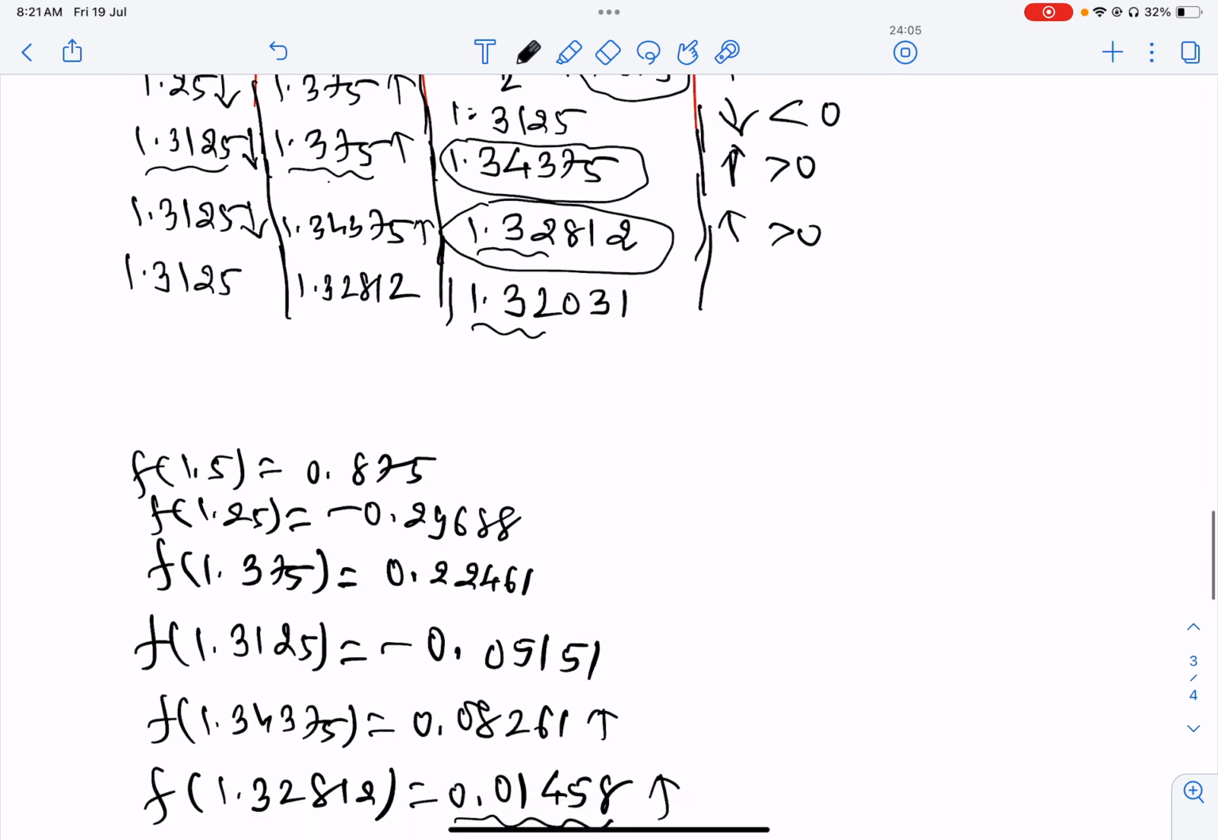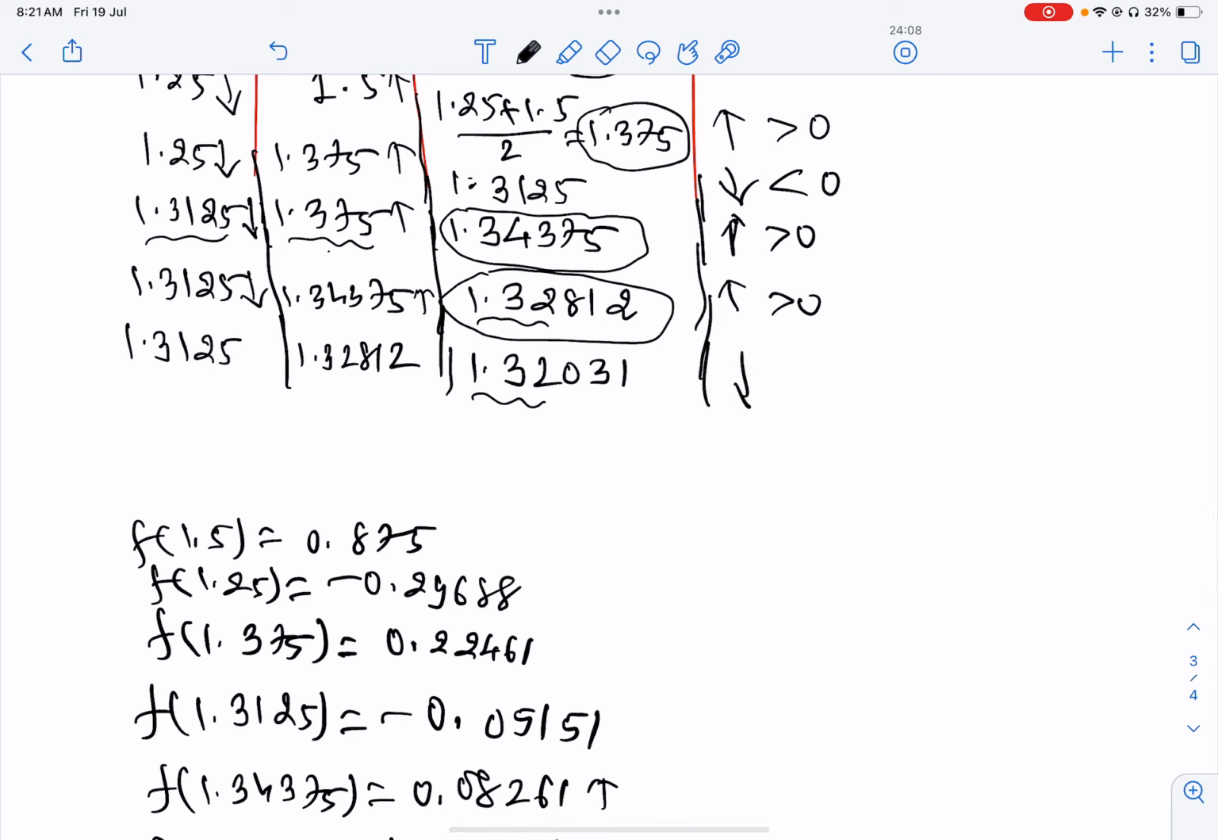Okay, so at this point it is negative. If you want, you can go one more step, otherwise you can declare your answer, that is 1.32031 or 1.32, because you need approximation up to two decimal digits.